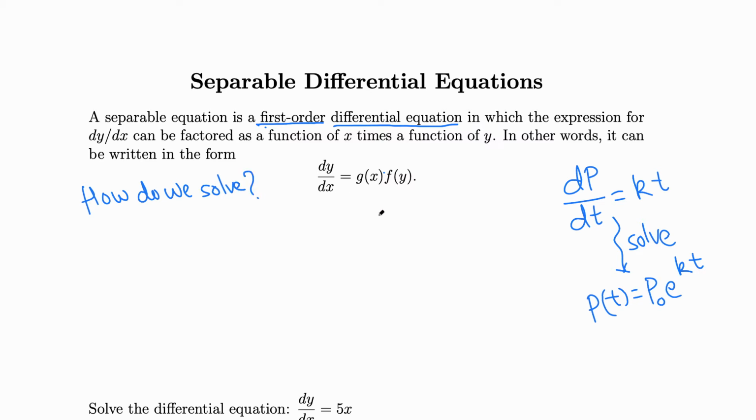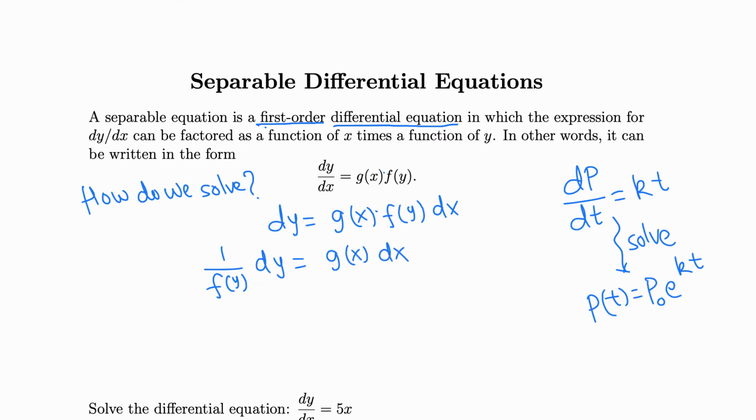All we have to do is write this in differential form. Differential form means moving dx to the other side, so dy equals f of x times g of y dx. Then separate the variables. Here is a function of y with dy, so we need to bring it to the left side. It's a product, so we divide both sides by f of y. So we get 1 over f of y dy equals this. The next thing we do is integrate both sides.